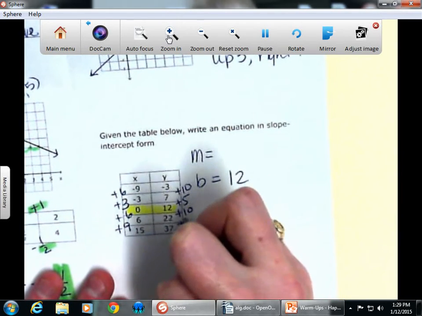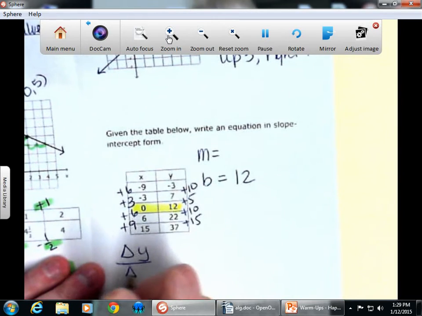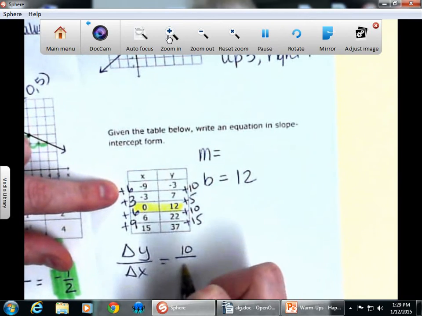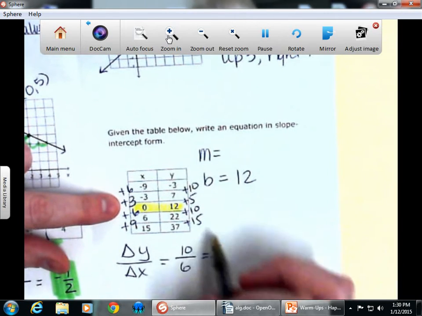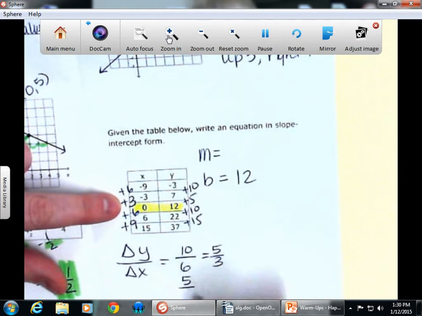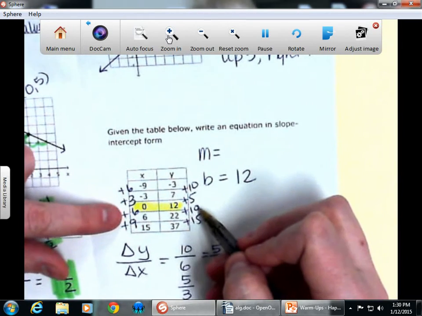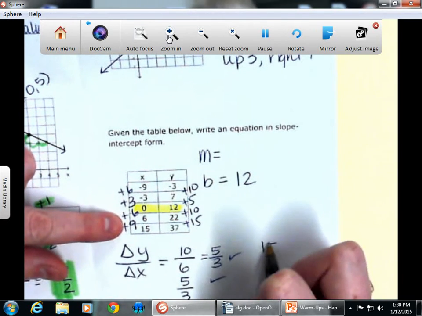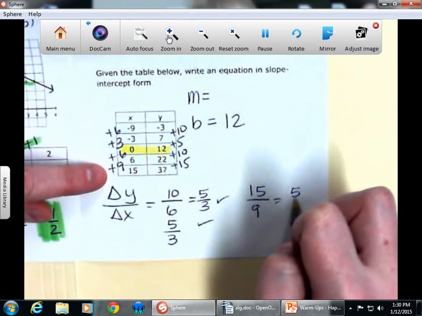So we can do change in y over change in x. Start with the first one. My y's changed by 10, and my x's by 6, which simplifies to 5/3. So I want to compare that to the next one, which is 5 for my change in y and 3 for my change in x. So far so good. Then my next one was change in y is 10 and change in x is 6, so that's good. And then the last one is change in y is 15 and my change in x is 9, which happens to also simplify to 5/3. So my slope is 5/3.